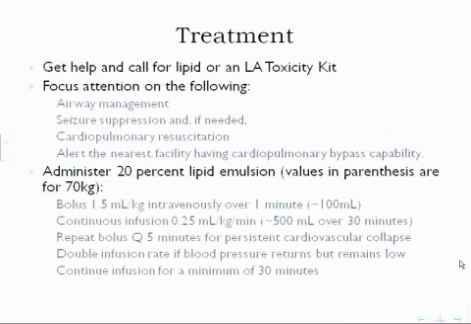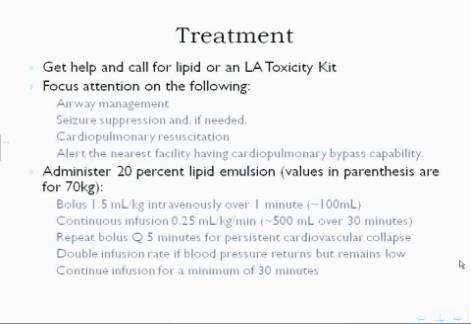Treatment: get help, immediately call for lipid therapy or the local anesthetic toxicity kit. Focus attention on the airway, seizure suppression, cardiopulmonary resuscitation, and alert a facility having cardiopulmonary bypass. Sometimes you'll have to go that step if you want to keep that person alive. I never thought of it that way, but that's a new recommendation. That's pretty aggressive to say the least. Most facilities don't have cardiopulmonary bypass readily available. And it's not without its risk as well, so I don't know.